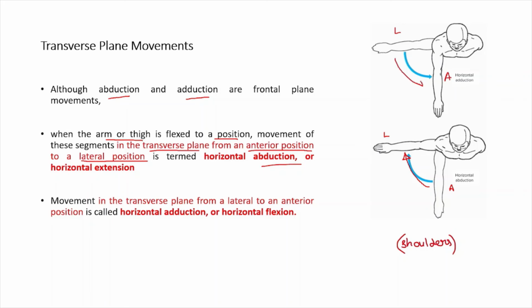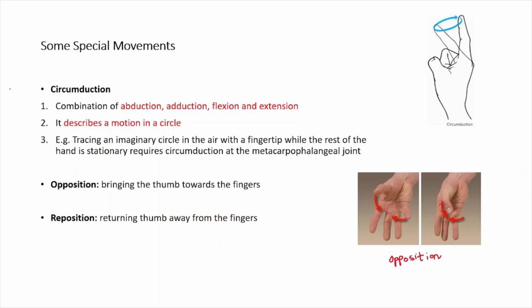So general abduction and adduction occur in the frontal plane, but specific types of abduction and adduction which are called horizontal abduction and horizontal adduction occur in the horizontal plane, mostly at the shoulders. Here we will discuss some special types of movements. We have three special types of movements. Number one, circumduction. Number two, opposition. And number three, reposition. So what is circumduction?